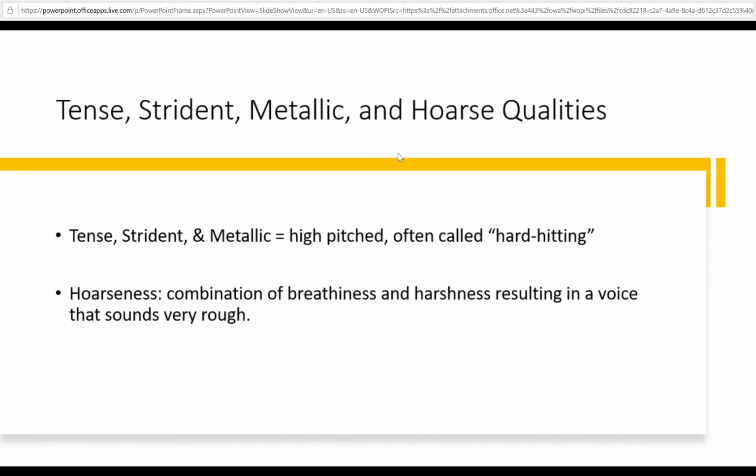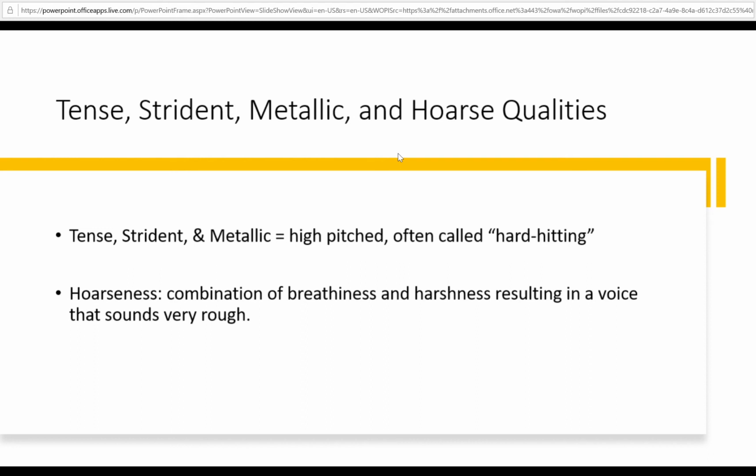So there are a couple other vocal qualities I want to highlight. They're tense, strident, metallic, and hoarse qualities. The first three, tense, strident, and metallic, are high-pitched, and they're often known as hard-hitting qualities. What we know as hoarseness is a combination of breathiness and harshness, and that results in a voice that sounds very rough. People often have this whenever they feel a little sick, maybe they have a cold. So it's very familiar.